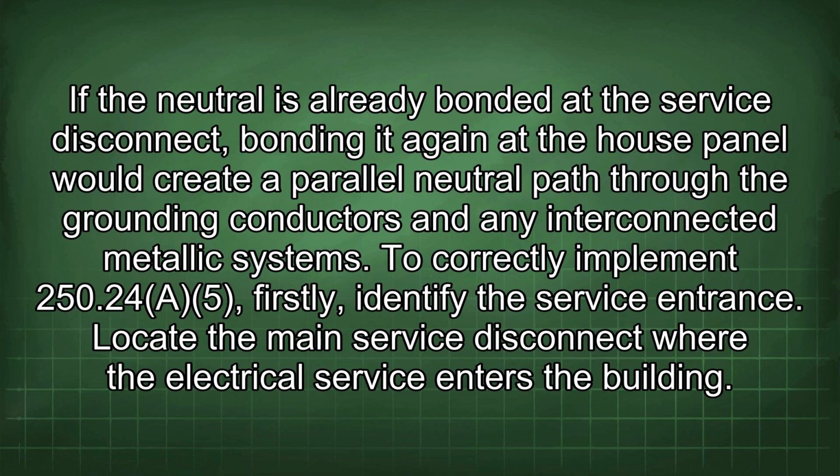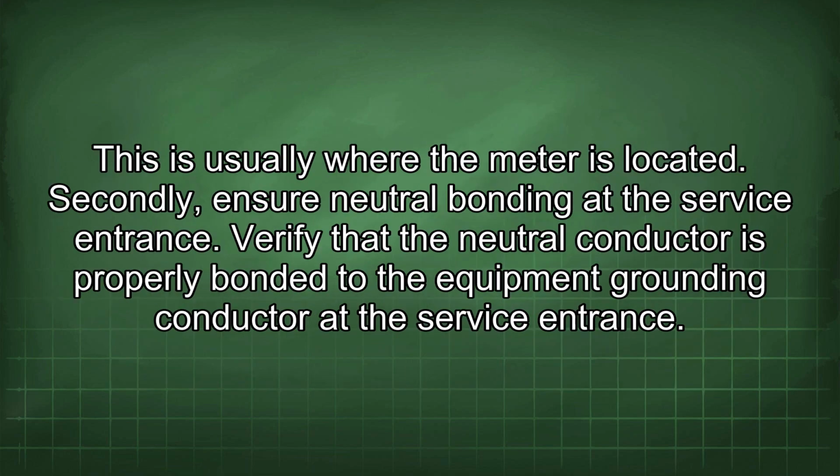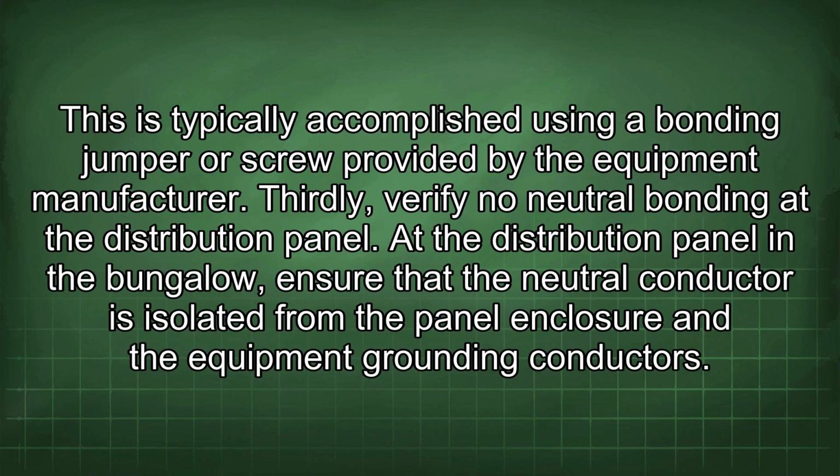To correctly implement 250.24(A)(5), firstly, identify the service entrance. Locate the main service disconnect where the electrical service enters the building. This is usually where the meter is located. Secondly, ensure neutral bonding at the service entrance. Verify that the neutral conductor is properly bonded to the equipment grounding conductor at the service entrance. This is typically accomplished using a bonding jumper or screw provided by the equipment manufacturer.